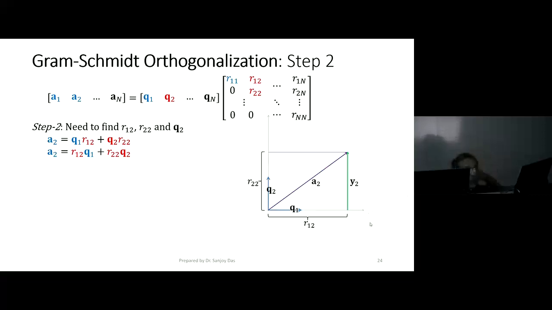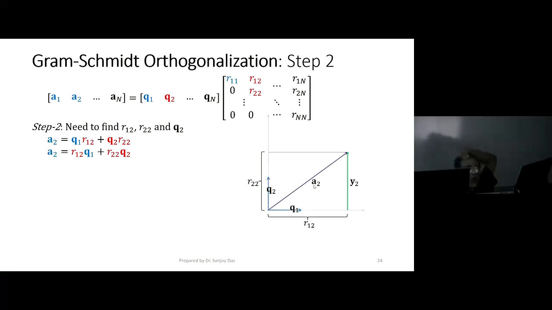This is what it looks like graphically. This is my A2. This is Q1. Q2 is orthogonal to Q1, and both Q1 and Q2 are unit vectors. So this length from the origin to the head of this arrow is 1. Likewise, from here to the head of the arrow Q1, this is also of length 1. And this is A2.